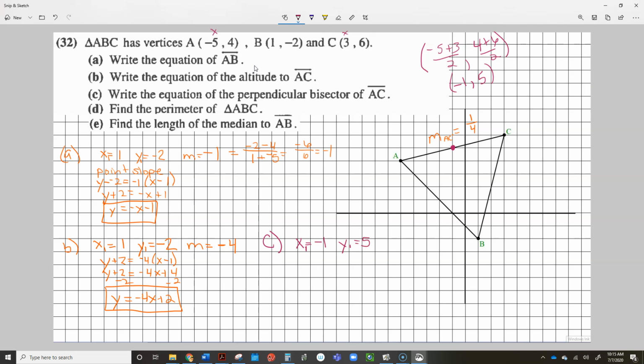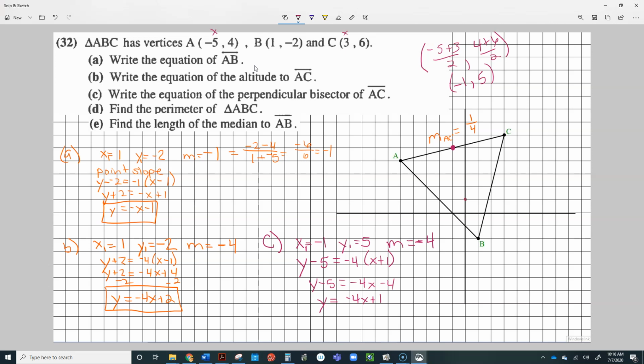And the slope still needs to be perpendicular, so the slope is going to be -4, because that's perpendicular to the slope of AC. All right, so I'm just writing the point-slope form again. y minus 5 is equal to -4 times x plus 1. And that's going to be y minus 5 equals -4x minus 4. Add 5 to both sides, and it'll be y equals -4x plus 1.